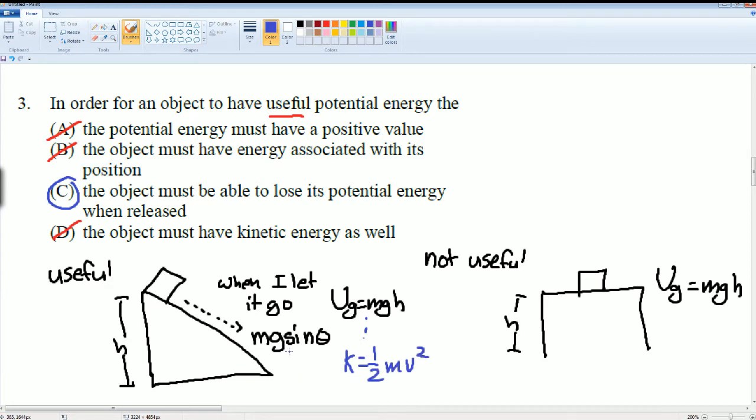Why? Because there's a force of mg sine theta that is causing it to go down. You see, the mg sine theta is forcing the object to go down, converting the potential into the kinetic. So the object must be able to lose its potential energy. That's the key part. Lose its potential energy when released. This block on the table does not lose any potential energy once I let it go.